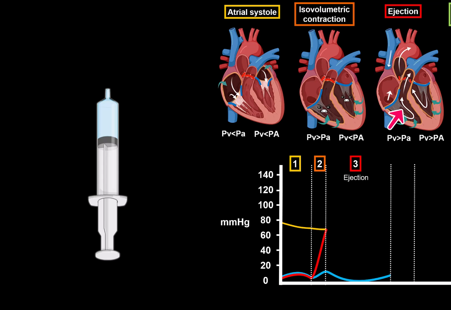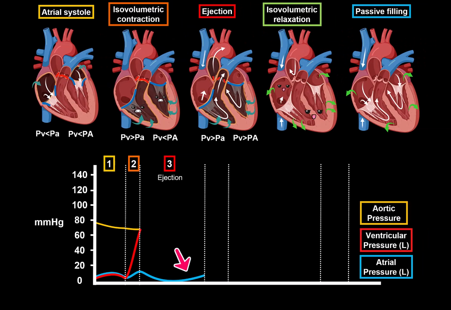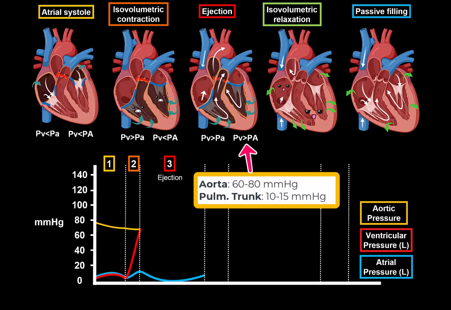While the ventricles are contracting, it pulls the AV plane down, decreasing the pressure in the atria and increasing the venous return. Eventually, the pressure will rise a little bit again, since the atrium is getting filled with blood. Now, the pressure in the ventricles is higher than that of the great arteries. So the pressure in the great arteries is about 60 to 80 millimeters of mercury in the aorta, and about 10 to 15 millimeters of mercury in the pulmonary trunk.